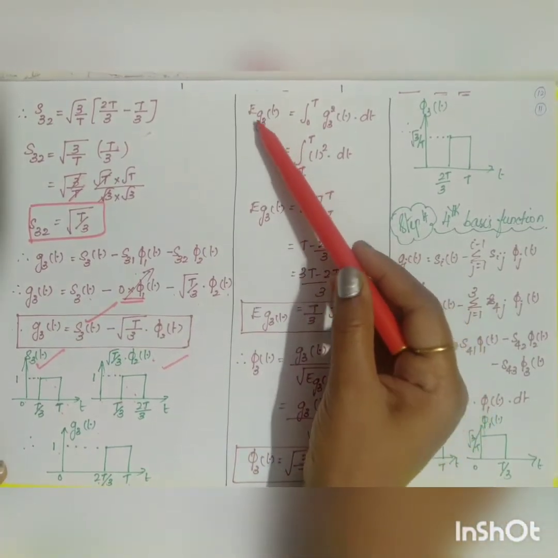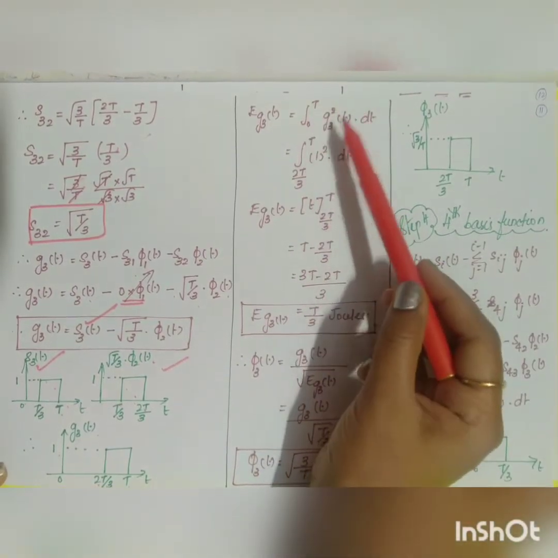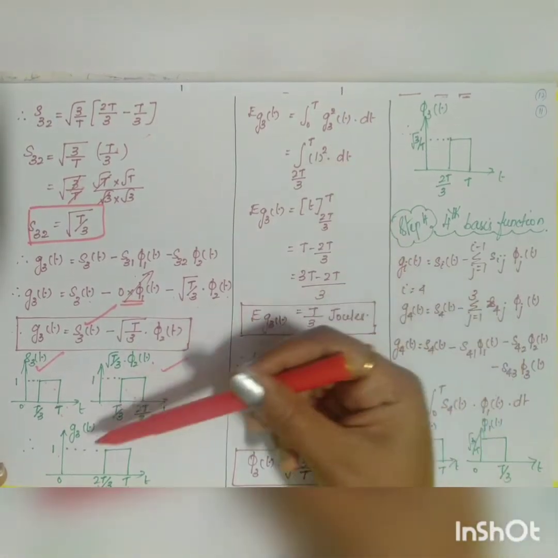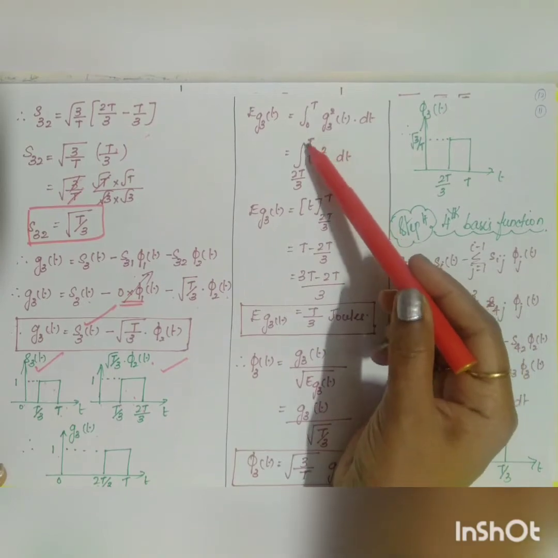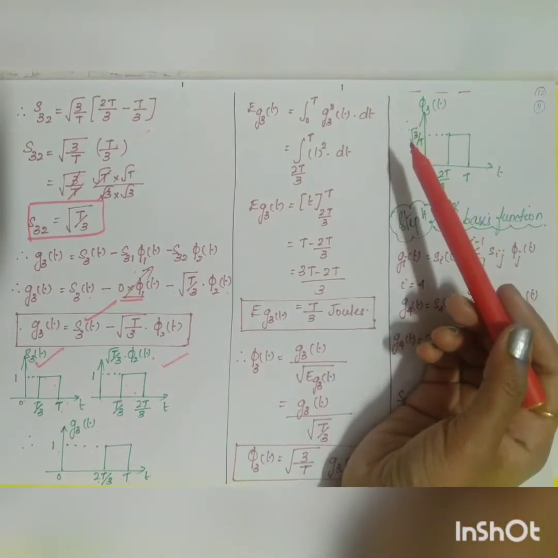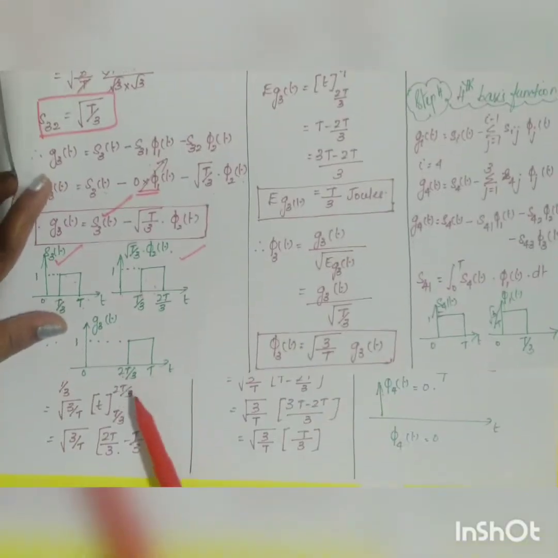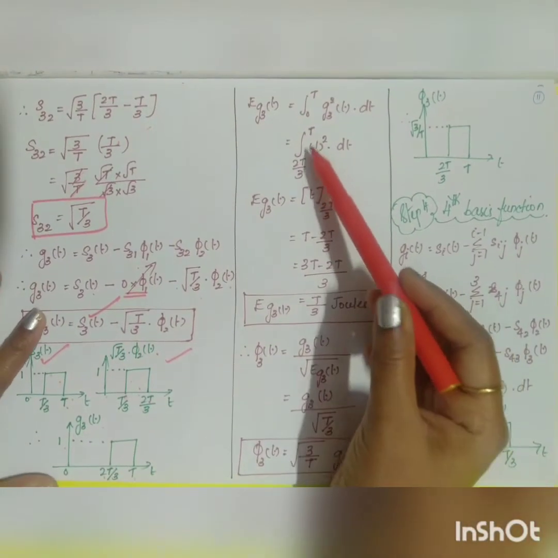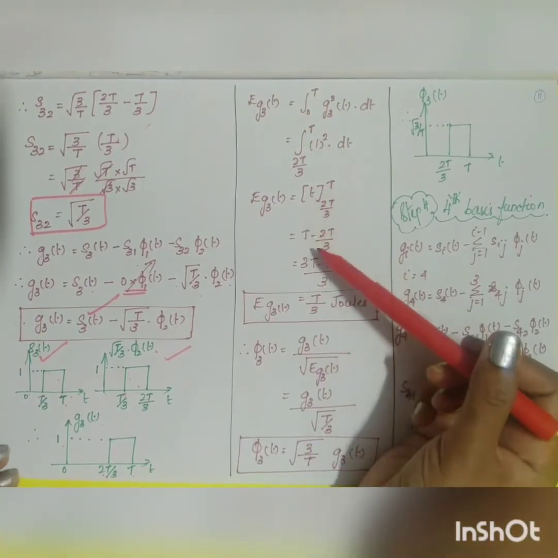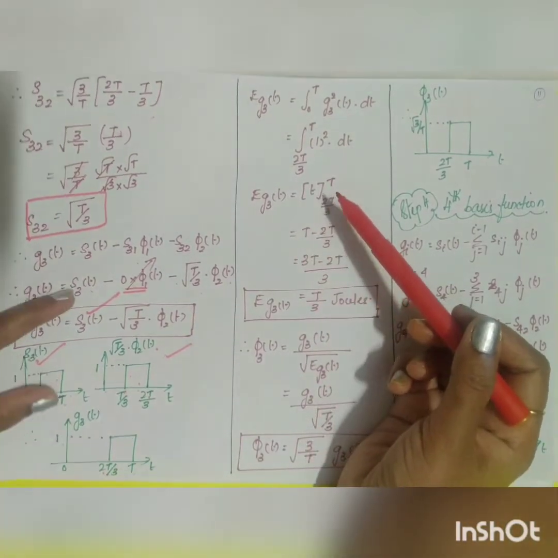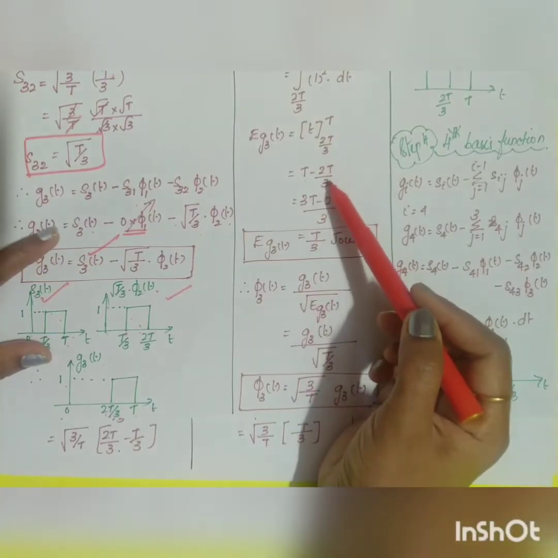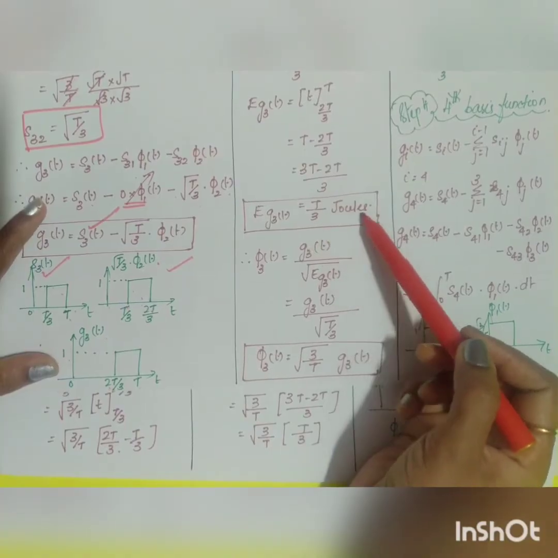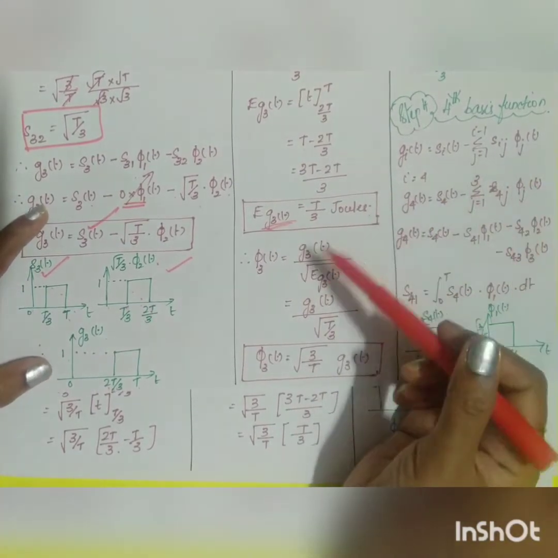Now can you find out the energy value? E of G3 of t is equal to the integral from 0 to t of G3 of t square into dt. G3 of t has amplitude 1, so 1 square. What will be the limit of G3 of t? What is your limit? 2t by 3 to t, right? So what will be the value of E of G3 of t? You will be getting t minus 2t by 3. So 3t minus 2t divided by 3, right? So you will be getting t by 3 joules. E of G3 of t is equal to t by 3.